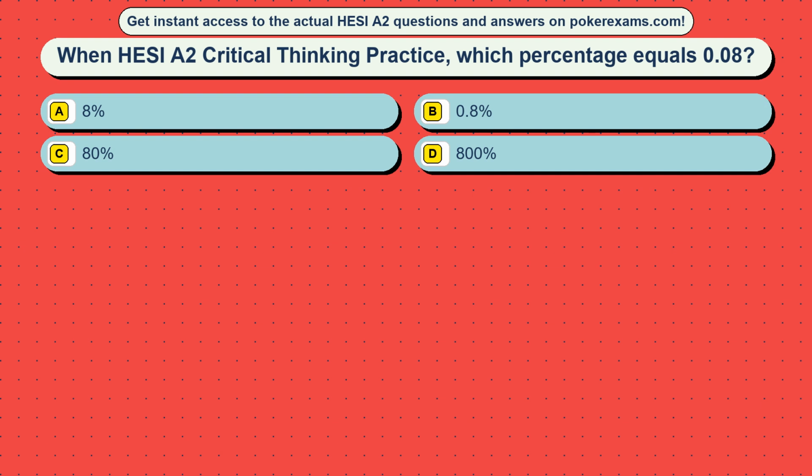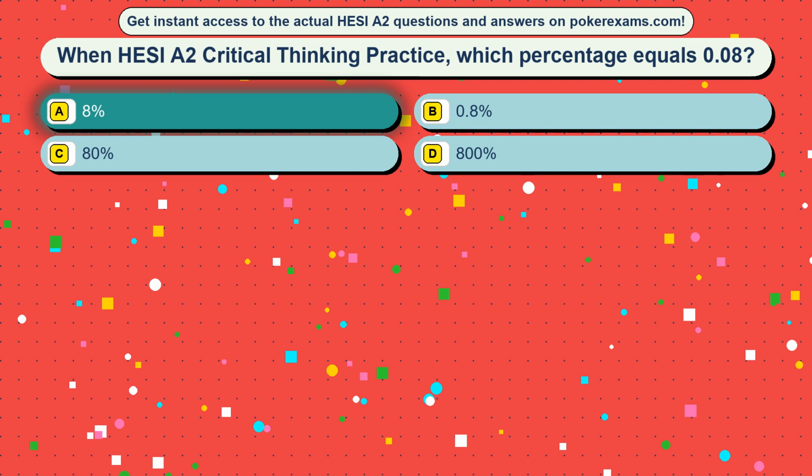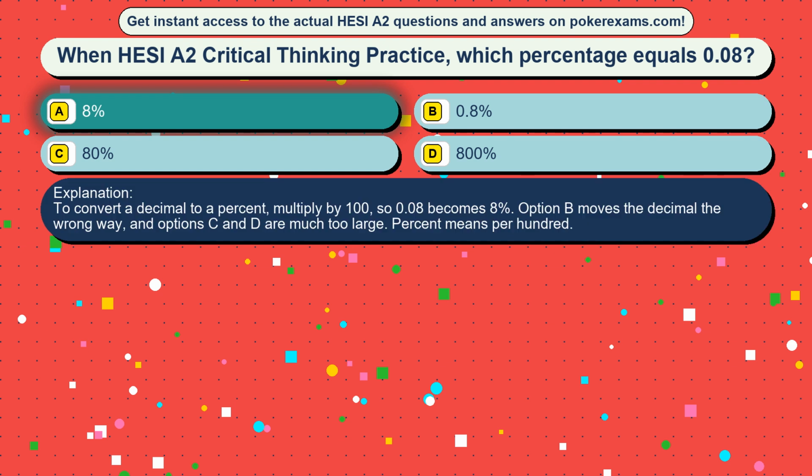Question 29. When HESI A2 critical thinking practice, which percentage equals 0.08? Option A, 8%, option B, 0.8%, option C, 80%, option D, 800%. The correct answer is option A, 8%. To convert a decimal to a percent, multiply by 100, so 0.08 becomes 8%. Option B moves the decimal the wrong way, and options C and D are much too large. Percent means per hundred.